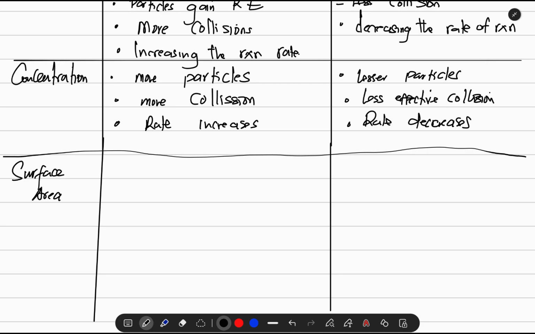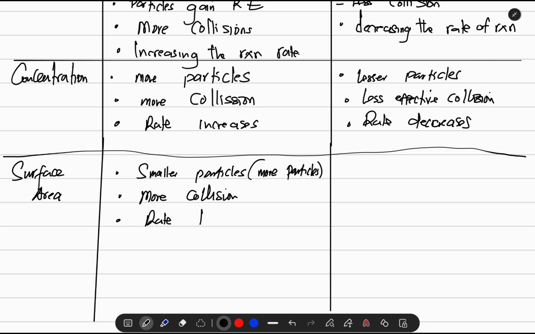All right? Now, for surface area, here is what you need to know. The smaller the particles, meaning they are a lot in number. So this one, smaller particles, meaning more particles. If the particles are smaller in size, meaning there are more of them, meaning more collision, meaning the rate increases.